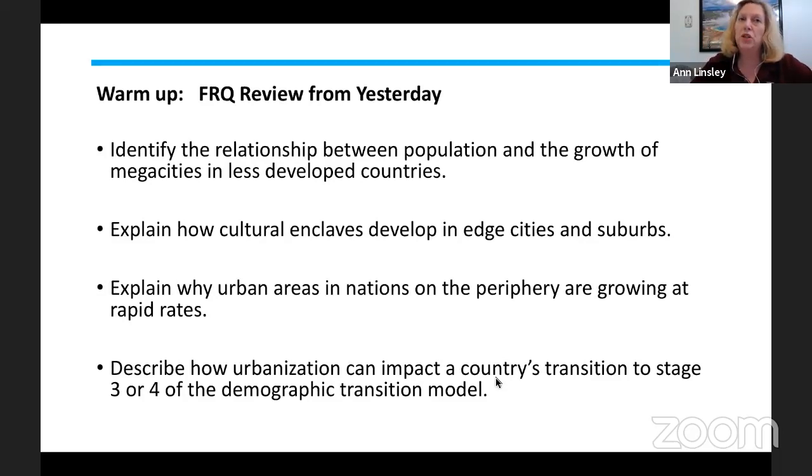So we have a spatial identification that works with economics as well, an LDC. And here we're looking at the relationship between the population growth and the growth of the megacity. So you want to think about a population that's at least 10 million, and why is it still growing? And then also, what are the stresses that are placed upon a city if it's in an LDC versus an MDC or a developing country?